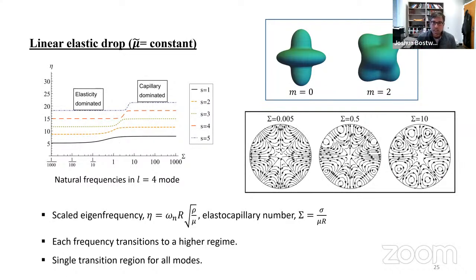What's interesting is that if you look at the flow fields or the streamlines in these different regions, as you go across this elastocapillary transition, you get a set of vortices that appear and propagate deeper into the drop as you go from the elasticity to the capillary dominated region. So each mode has one of these transitions, and that transition point happens at a different elastocapillary number for each.